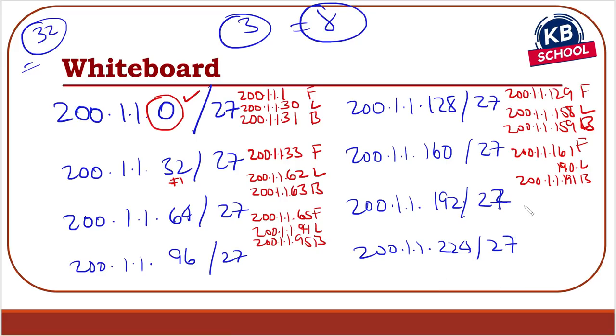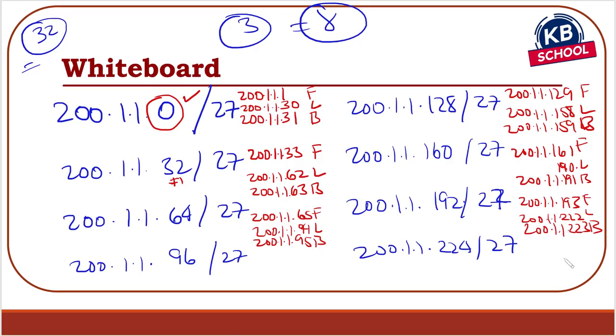Now this one over here, 200.1.1.193, 200.1.1.223 is the broadcast, 200.1.1.222 is the last usable one. First, last, and broadcast.